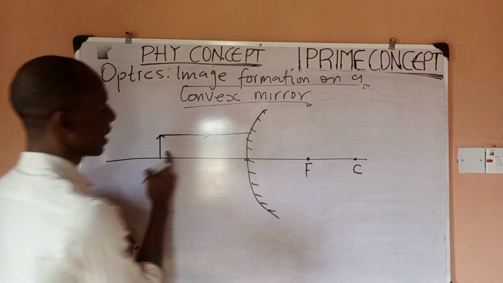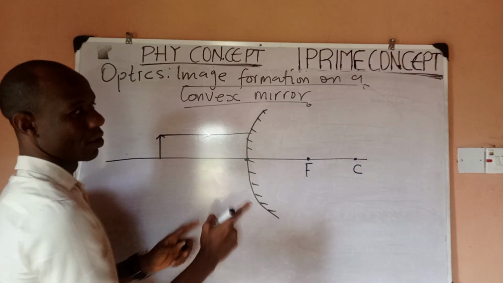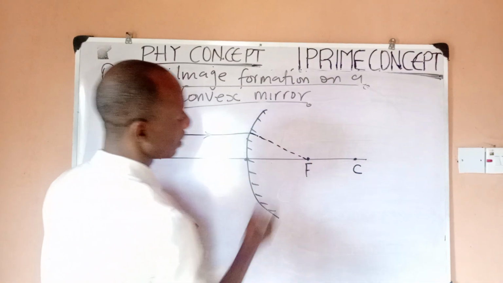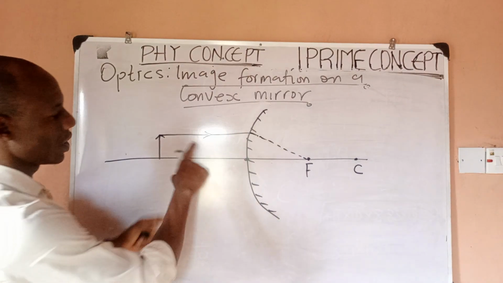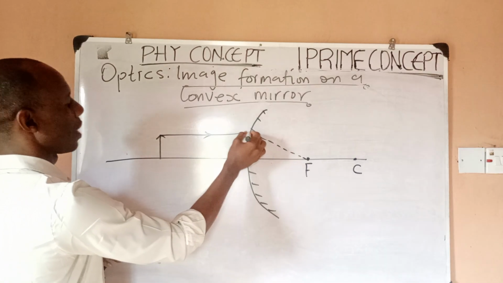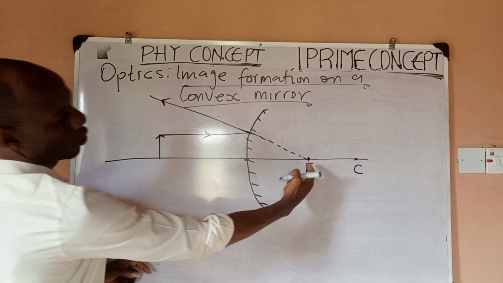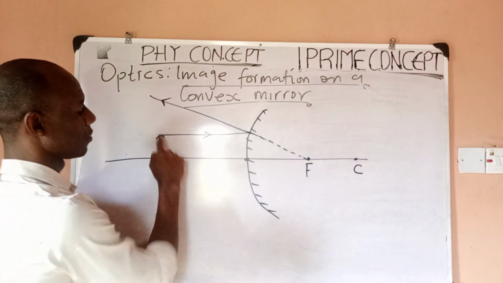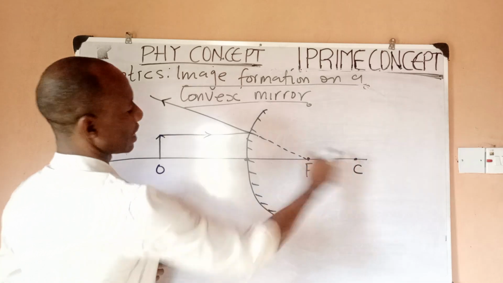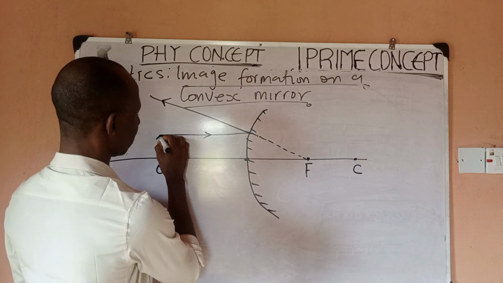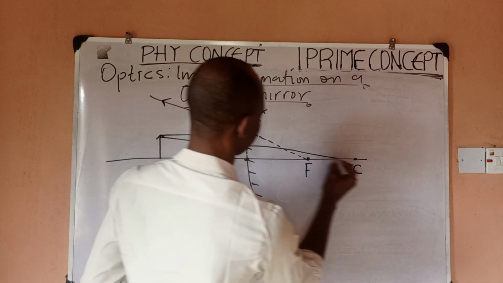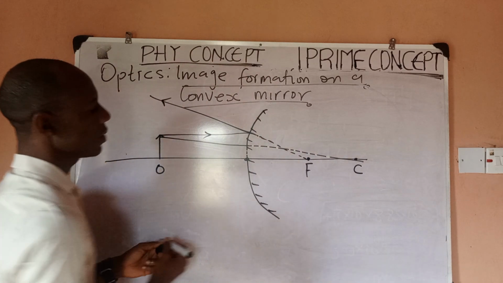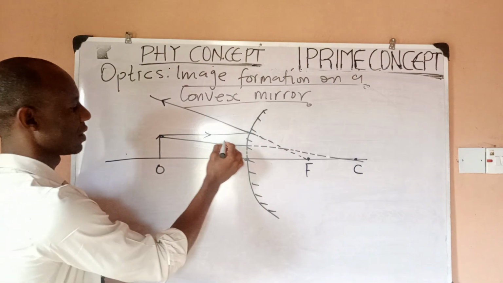If I incident a parallel ray, this parallel ray would appear to pass through my focus, even though that is not what happens in the real case. But then when this parallel ray hits my mirror, it will bounce back like this, looking as if it was coming from the focus or the focal point. Now, if we draw another ray from our object through our center of curvature, we'll have something like this. So this is another one.